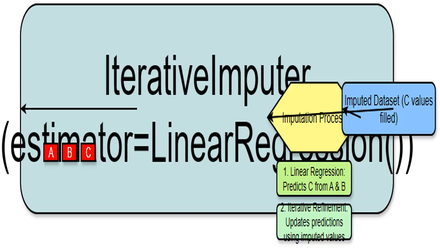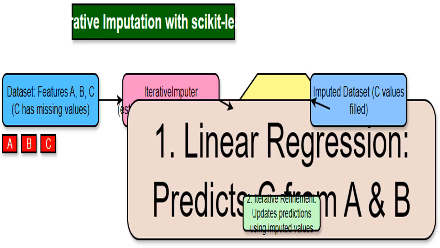I'm using the IterativeImputer with a linear regression model as the estimator. This means the imputer will use linear regression to predict missing values. The first step is to use linear regression. I predict the missing values in feature C using features A and B. Think of it like this. I'm finding a line of best fit to predict C based on A and B.